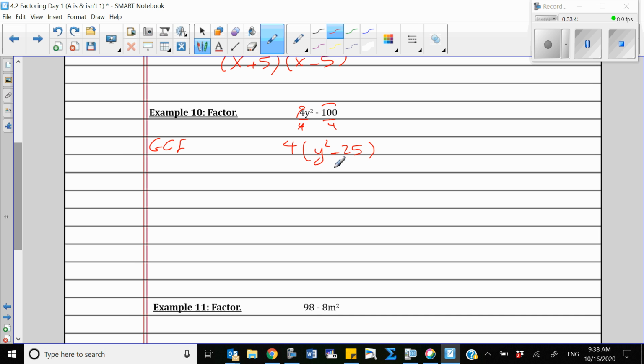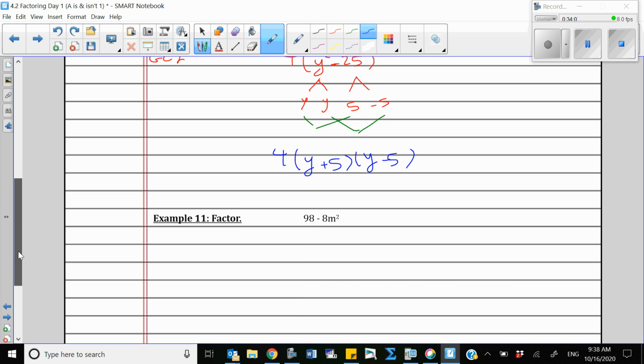So I'm just going to write the y squared as y times y, and 25 as 5 times negative 5, and then take one from each. And I won't forget about the 4 that I had here. Write the 4 here, then y plus 5 and y minus 5. And that's the factored form of my binomial.